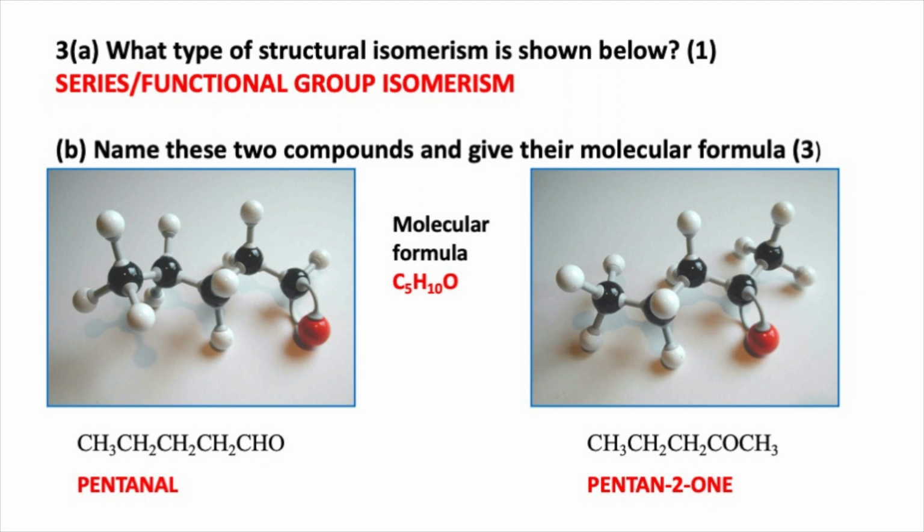The first compound is classed as an aldehyde because it's got a C double bond O and a H, and it's CH3, CH2, CH2, CH2, C double bond O and a H, and that's called pentanal because it's 5 carbons and it's an aldehyde. The second compound also has 5 carbons, but it's got a different functional group. It's CH3, CH2, CH2, C double bond O, CH3. Now that's a member of the ketone family. It's got a ketone functional group.